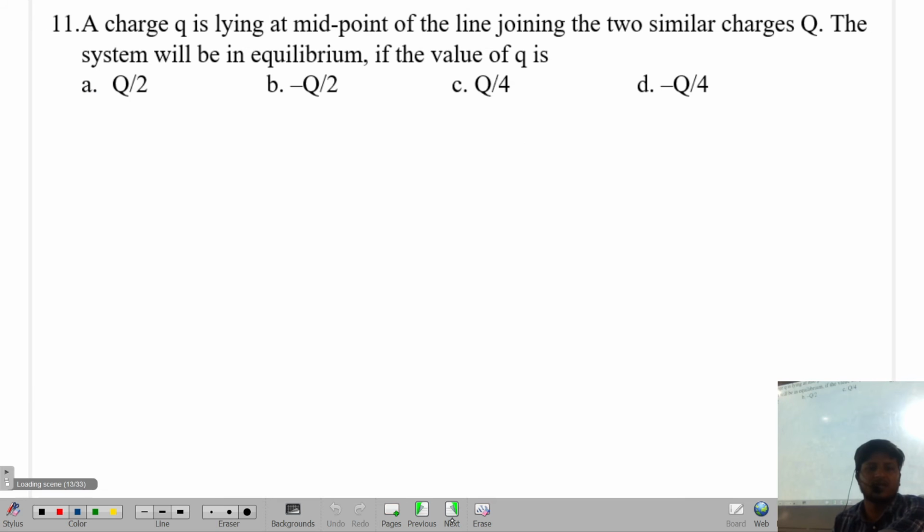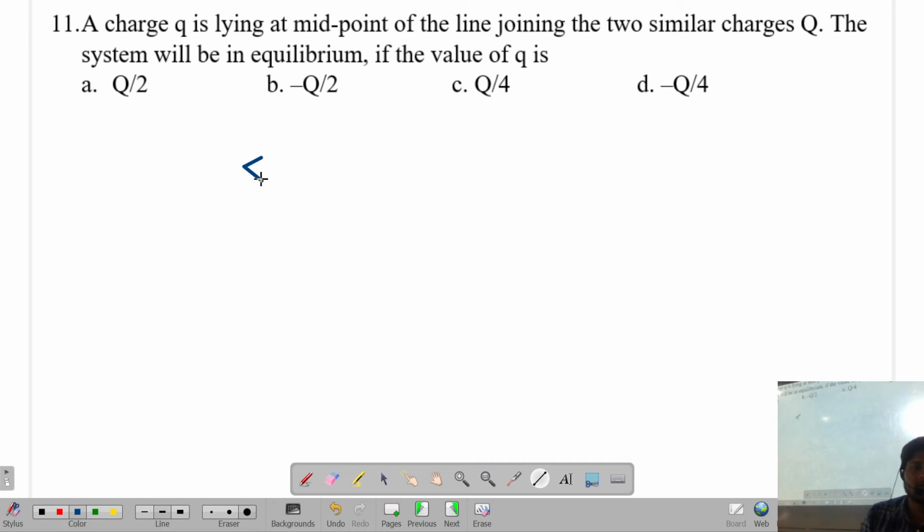Okay, 11. Now comes the little bit difficult charges question. A charge q is lying at the midpoint of the line joining the two similar charges Q. The system will be in equilibrium when q equals Q by 2 or not? Wait, no. Two charges are there.